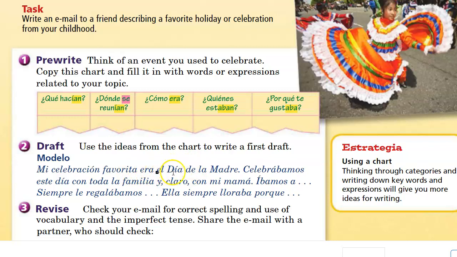Era el día de la independencia. Era el día de San Valentín. You're going to put your holiday here. And then you're going to indicate one thing that you and your family used to do to celebrate. Íbamos a la casa de mi abuela. Visitábamos, we used to visit. Visitábamos familia en San Jose.